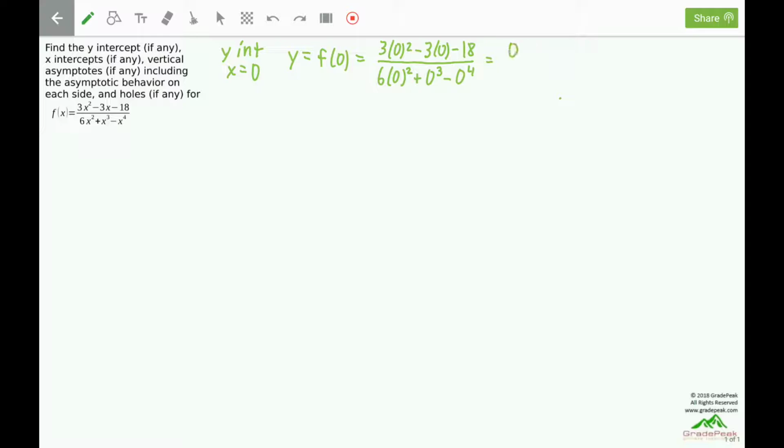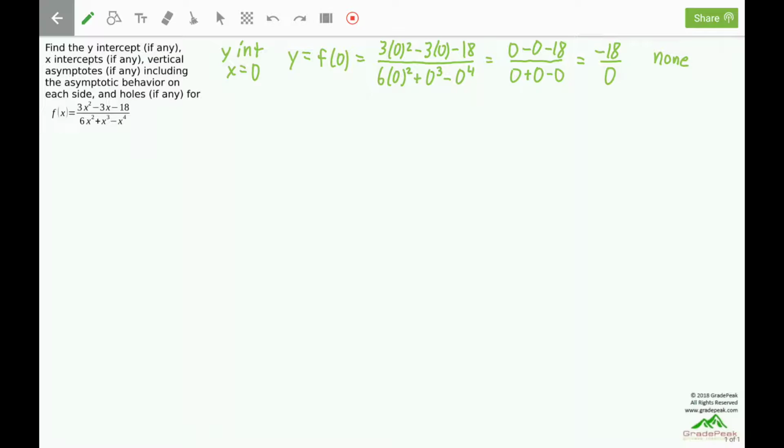3 times 0 squared is 0, minus 3 times 0 is 0, minus 18, divided by 6 times 0 squared is 0, plus 0 cubed, which is 0, minus 0 to the fourth, which is 0. 0 minus 18 is a negative 18, divided by 0 plus 0 minus 0, which is a 0. This is not a limit, so that 0 in the denominator actually is a 0, and 0 in the denominator is not allowed. Therefore, there are none.